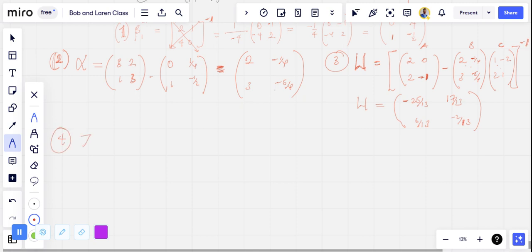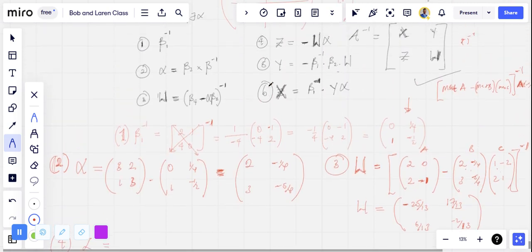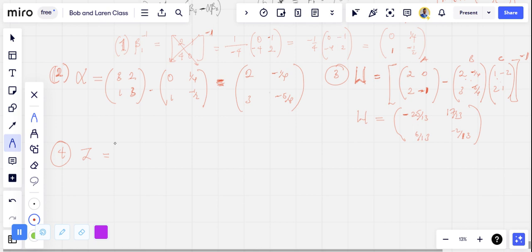So for step 4, we need to look for Z. I think that should be Z now, right? Z is minus W times alpha. Step 5, for Y, is also minus. Can you actually recall the pattern? Can you still recall what this one is? This one says you should go and pick beta inverse. I can still remember without even scrolling up. I'll pick beta inverse.